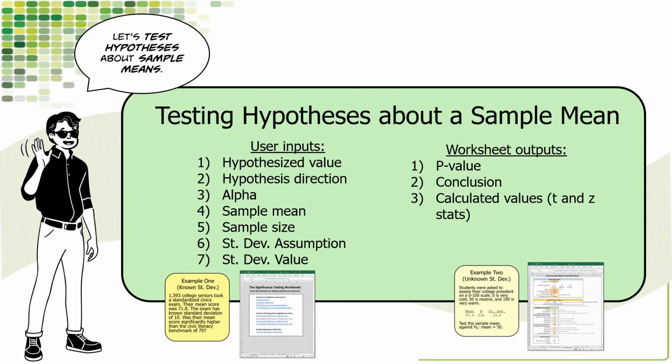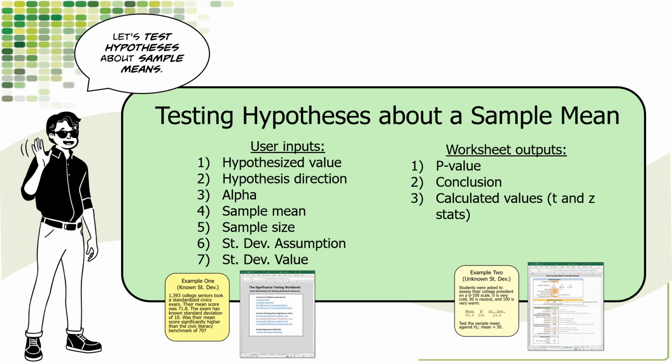I'm going to show you how to use the Excel Companion Significance Testing Workbook to test hypotheses about a sample mean. I'm assuming that you already understand a few essential concepts. I'm assuming that you know how to describe and compare interval level data with means. I'm also assuming that you understand the foundations of inferential statistics, especially the null hypothesis significance testing framework.